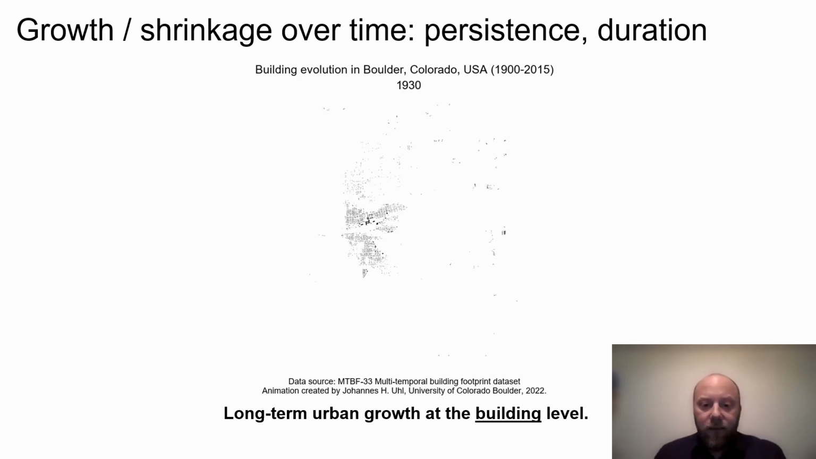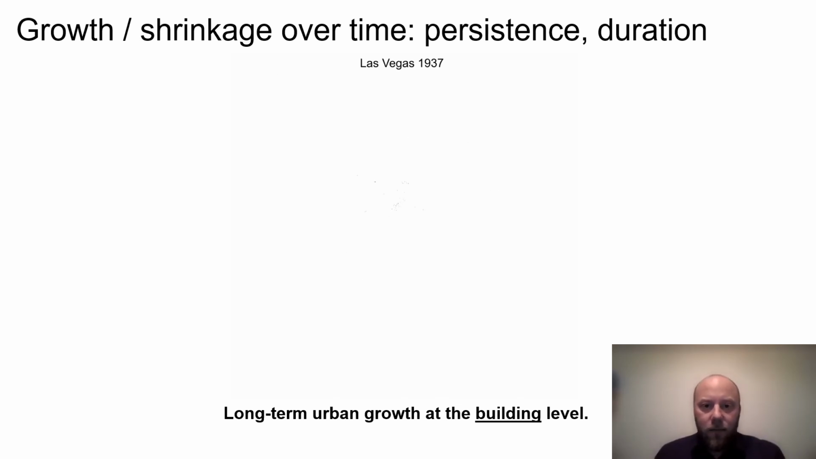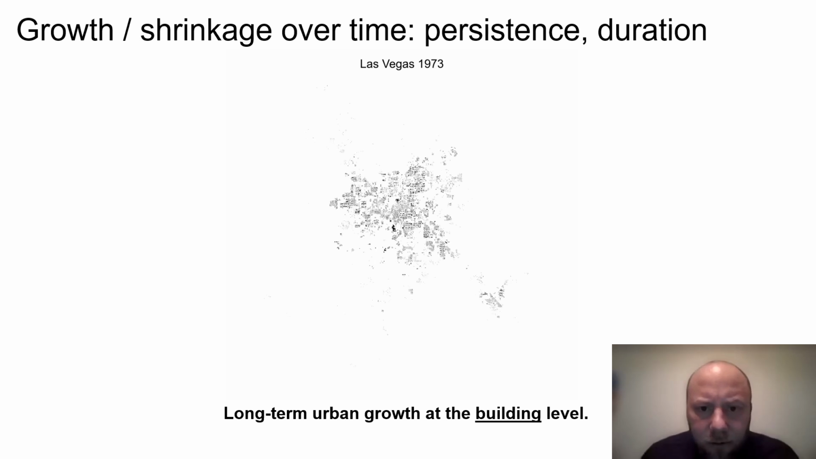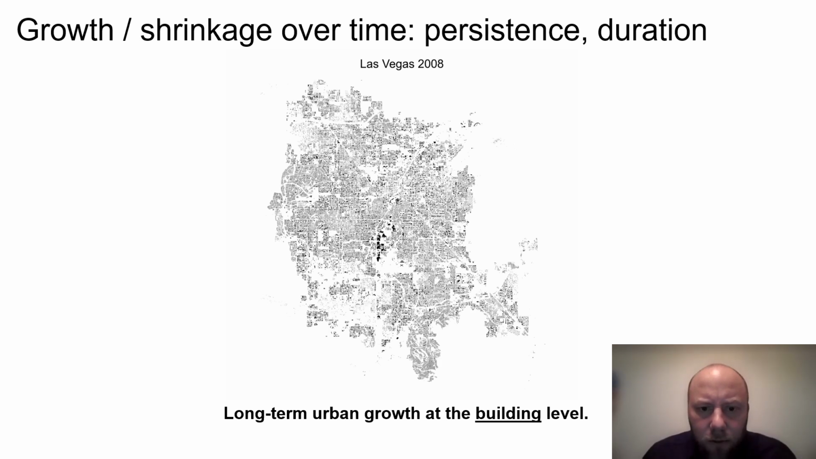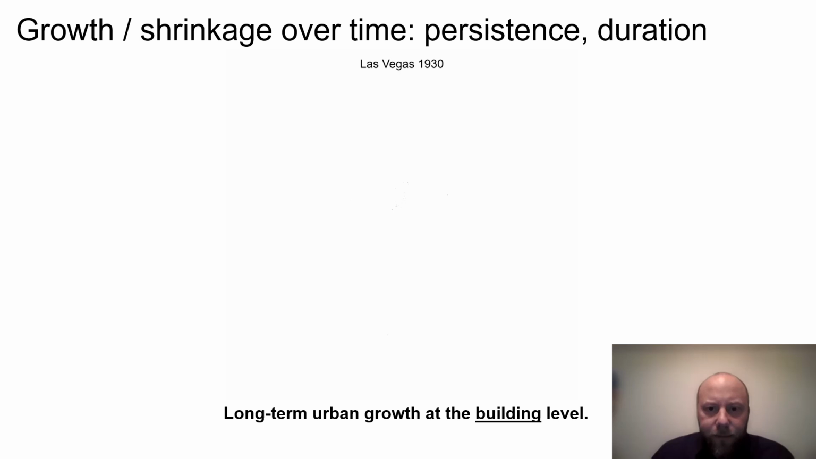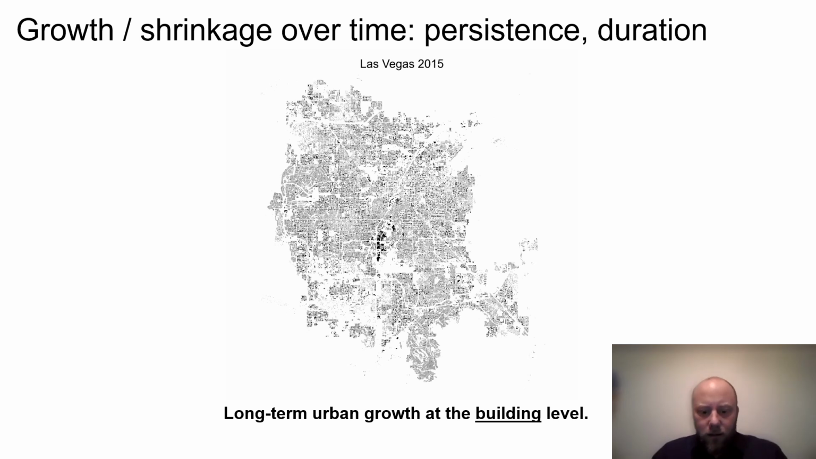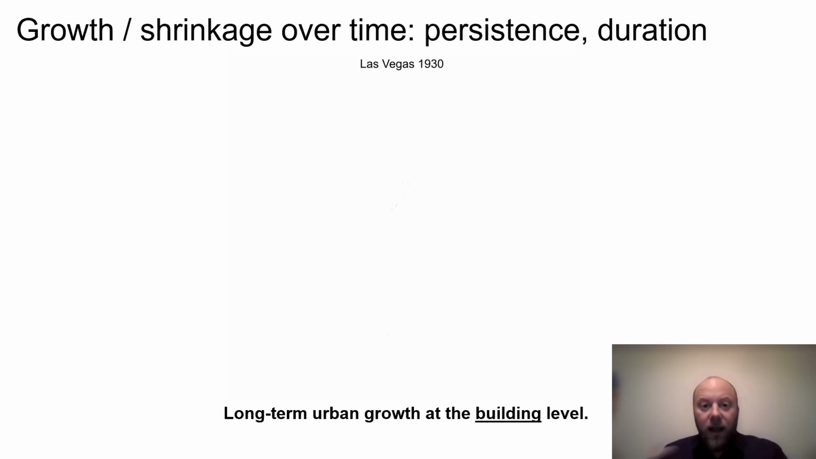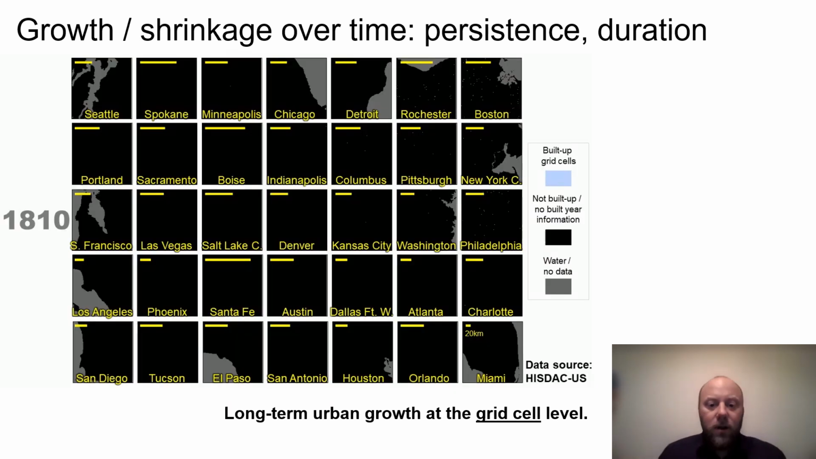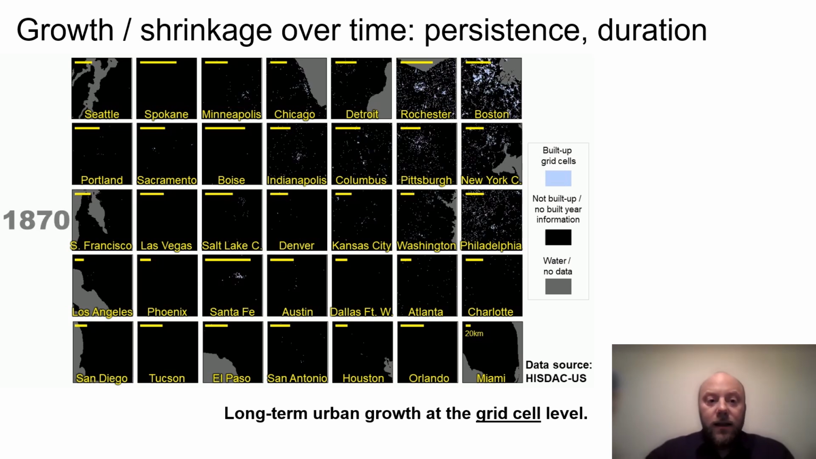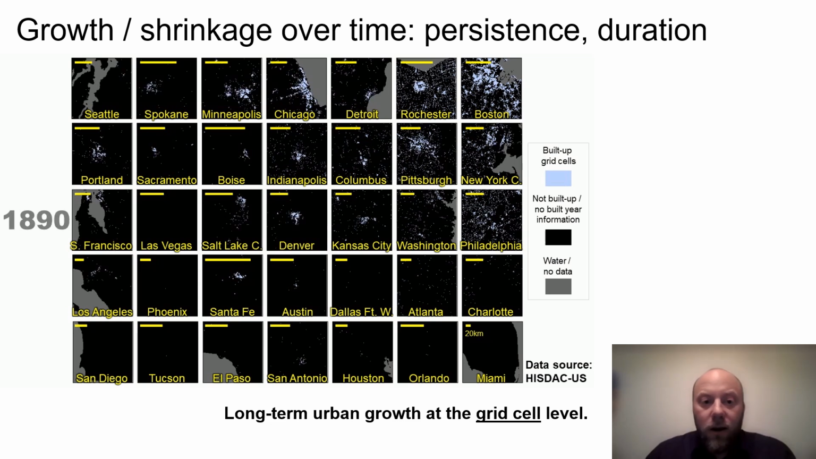This is at the building level, right? And then we have this for Las Vegas here as well, which is also quite impressive. There was nothing in 1930, and then it grew very, very quickly. So this is at the building level. So we have a timestamp for each building footprint that is shown here. We can visualize urban growth at the grid cell level, and we've already seen this earlier on in this presentation.